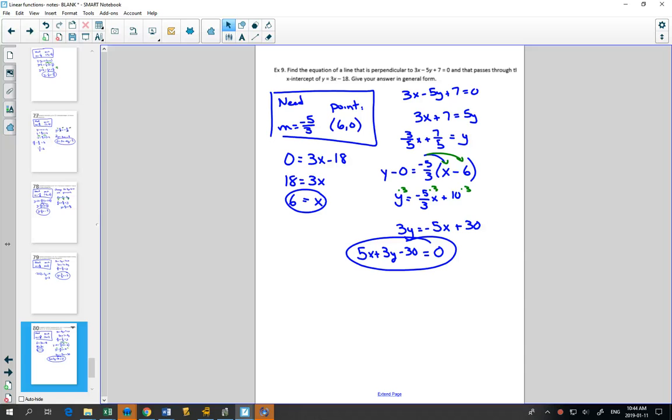So we've got practice sheet number 9. It's a really good one to do. And then I've also handed out your pre-test to get ready for your quiz on Tuesday and test next week on Thursday.